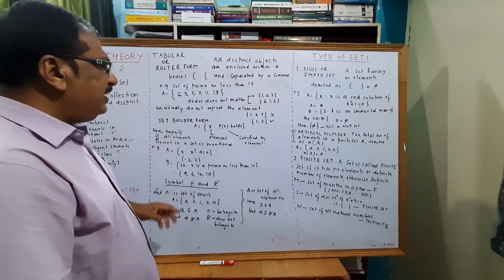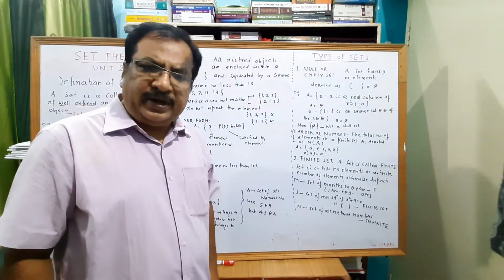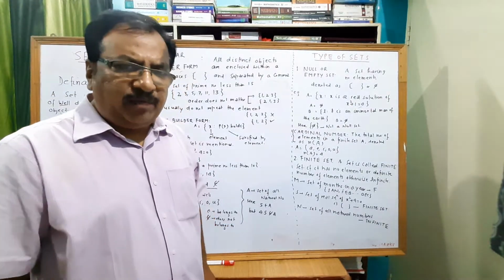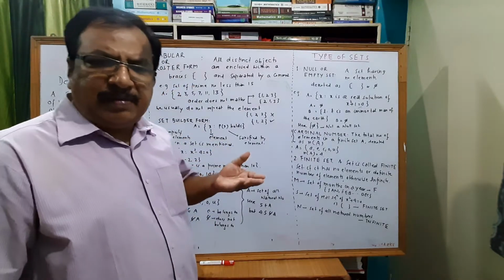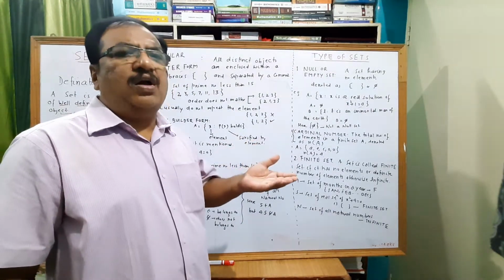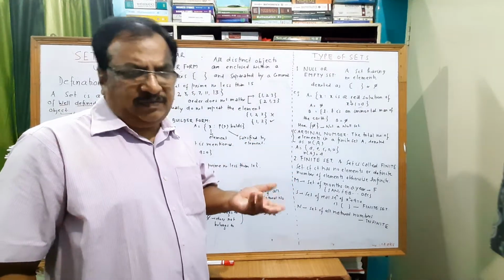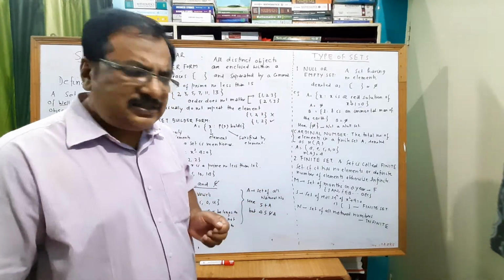Now we have to understand set builder form. Type 1 is tabular or roster form, and type 2 is set builder form. We can give immense examples of tabular form. If A is the set of all months of a year starting with J, we can write it in tabular form: January, June, July, like this.